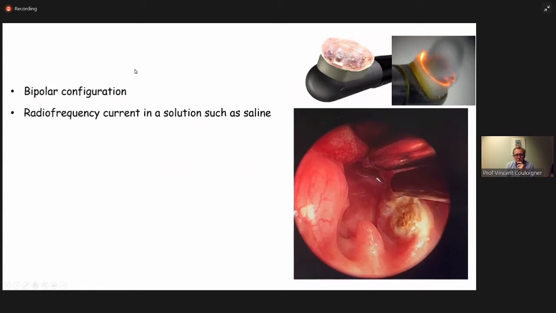So what is the principle of the functioning of this COBLATION? It is based on the bipolar configuration and on the use of a radio frequency current, which is used in a solution with ions, and especially a saline solution, which is absolutely compulsory if you want your COBLATION to work. So there must be some saline between your instruments and the target tissue.